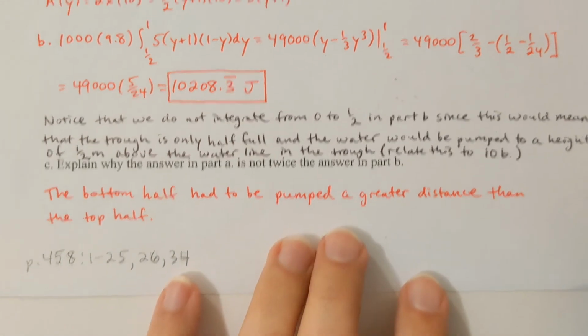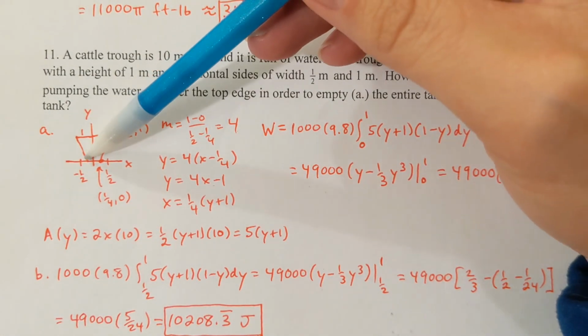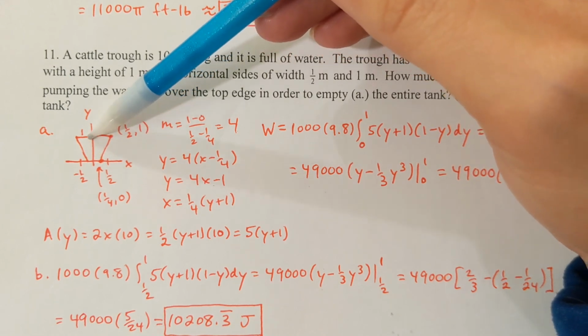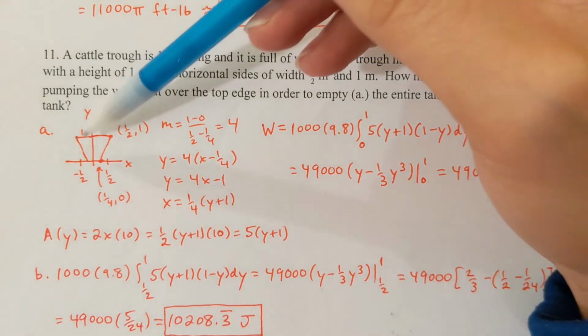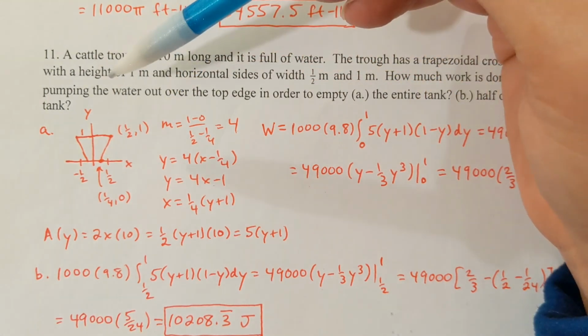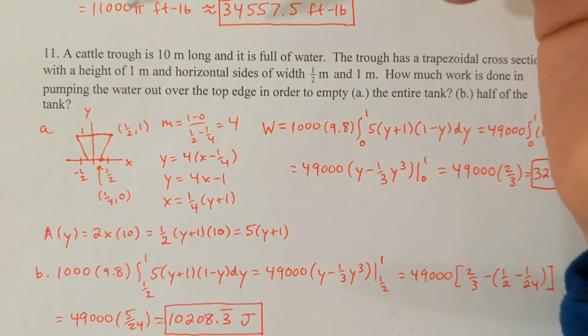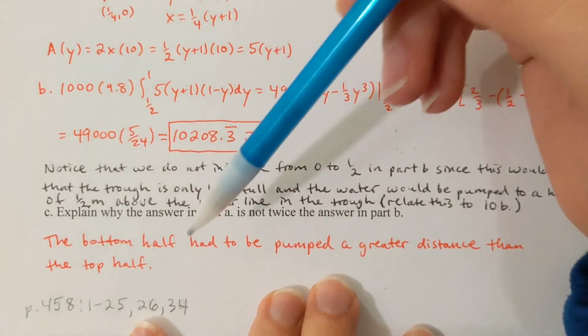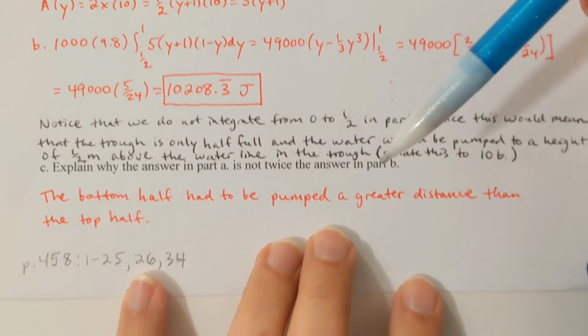So more work would have to be done in lifting those out of the tank. Okay, and of course we see that here. Even though these rectangles are going to be smaller in area, they have to travel longer distances compared to these ones up at the top, that are just lifted right out and you're done. So more work is going to be done in emptying the bottom half compared to the top half.